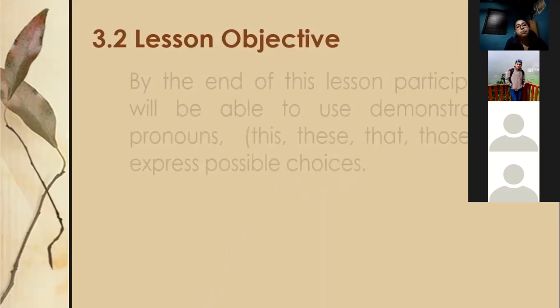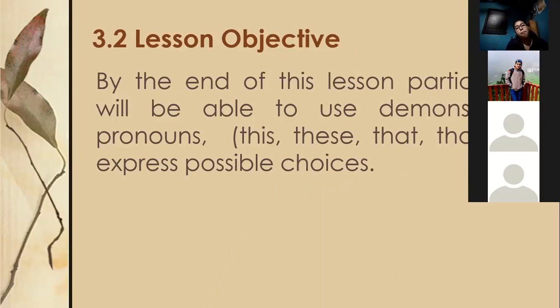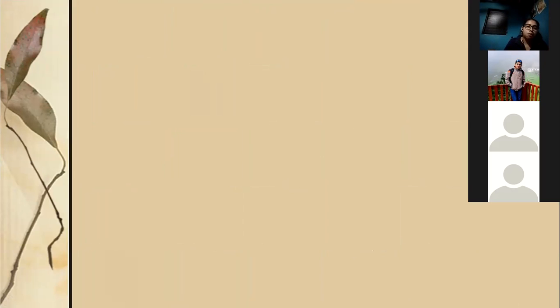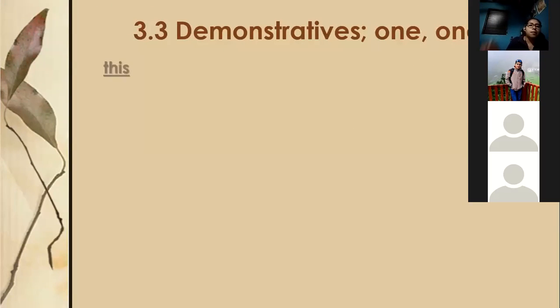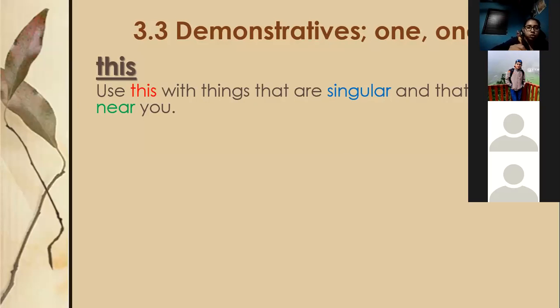Let's go to the next part, right? By the end of this lesson, participants will be able to use demonstrative pronouns: this, that, these, those, to express possible choices, right? Okay, now, when to use the demonstratives? We have four demonstratives. This, that, these, and those. When do we use this? We use this with things that are singular and that are near you. Vamos a usar this cuando el objeto que señalamos es singular. One example, right?